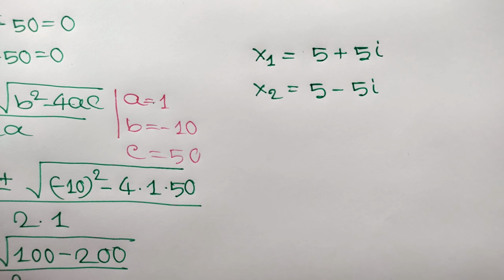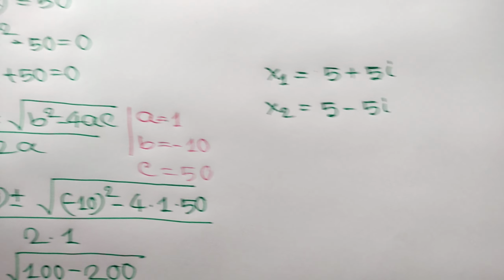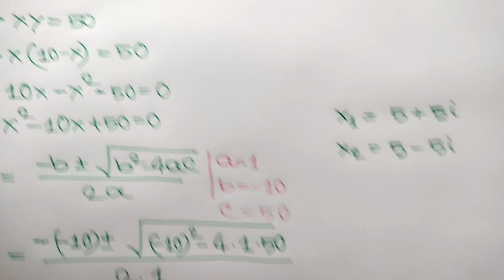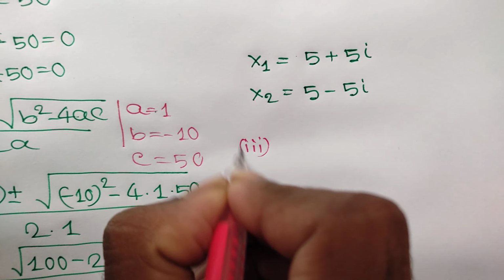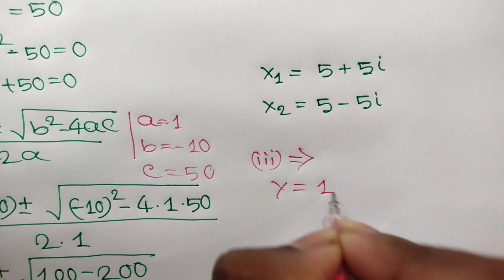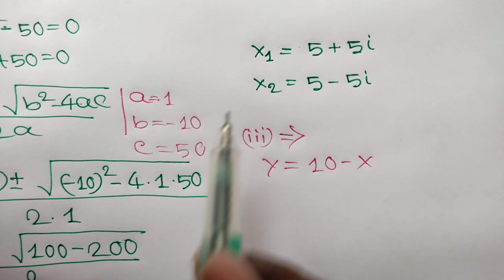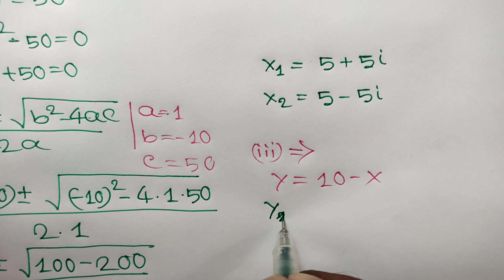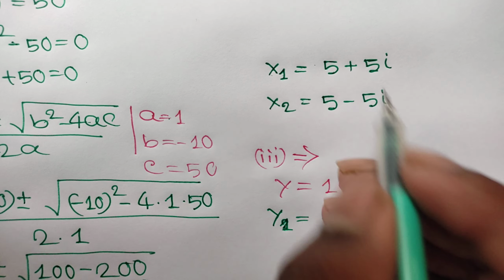Okay, now we find out the value of y, so recall equation 3, we can write here y is equal to 10 minus x. Okay, now when the value of x1 is equal to 5 plus 5i, then the value of y1 is equal to 10 minus 5 plus 5i.